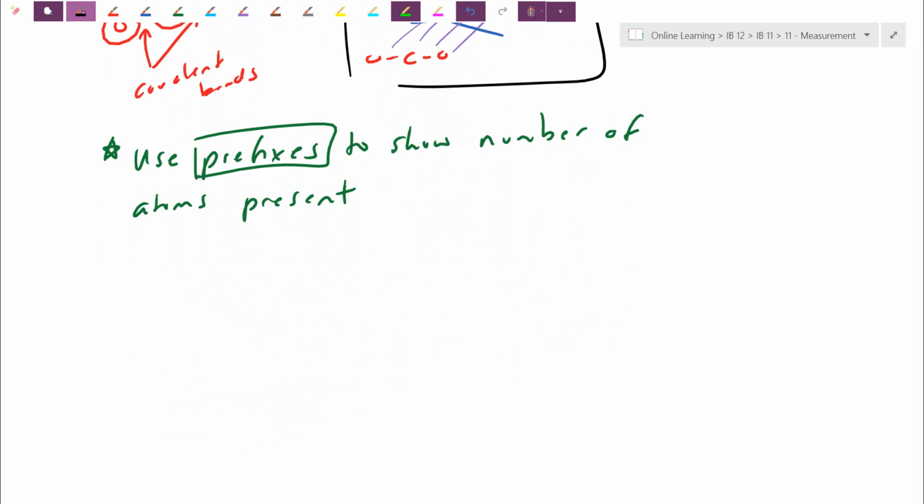So let's just count to 10 here. 1, 2, 3, 4, 5, 6, 7, 8, 9, 10. There are prefixes beyond that, but usually this is good enough for us here. Again, on your grade 10 tables, they just give you a listing of these here. These ones you do have to memorize.